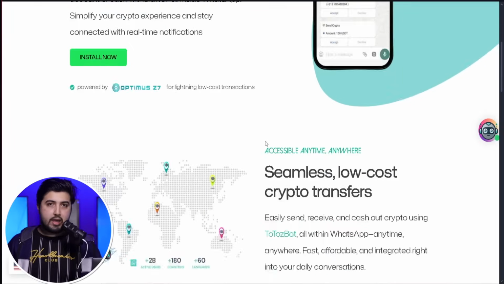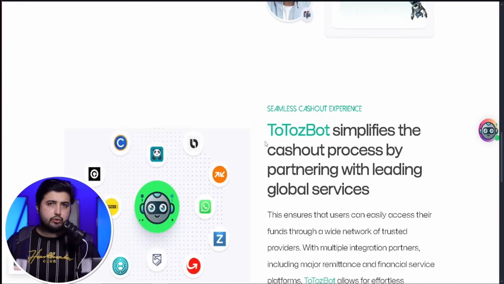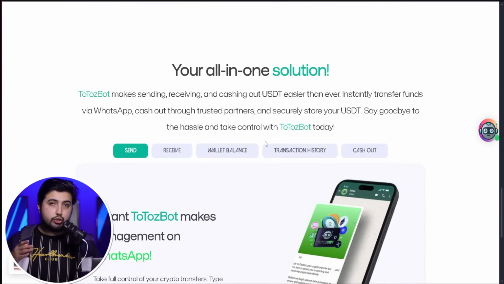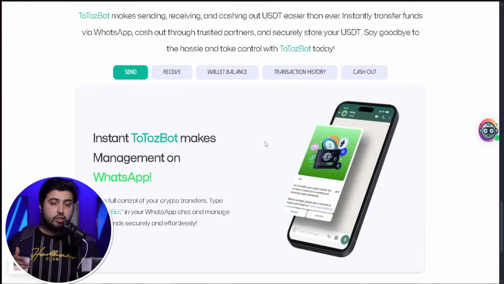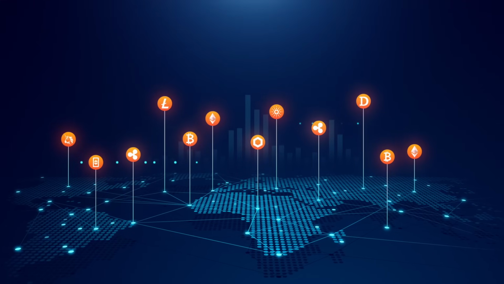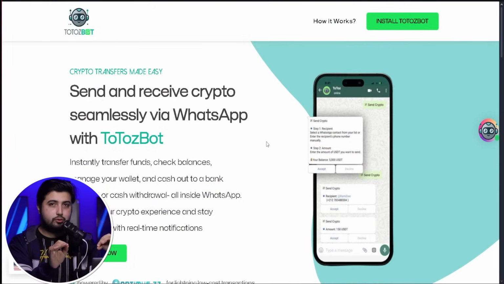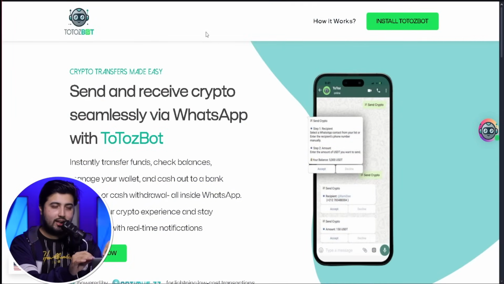Like, we have automatic wallet creation for new users. We have instant transfers of USDT and other coins using phone numbers or chat. We also have a secure storage for digital assets. So just imagine sending crypto to friends and family worldwide straight from your WhatsApp. It doesn't get any simpler than that.